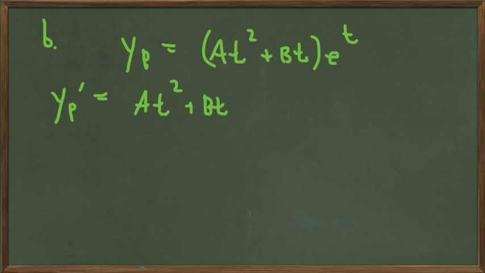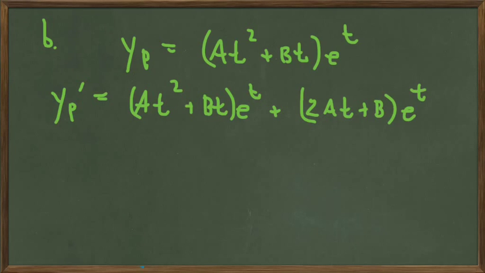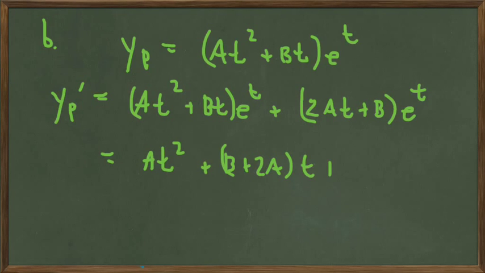We need yp prime. At least when we differentiate the e to the t part, it doesn't have a constant. So first times derivative of the second is just the function itself. And then the derivative of the first is going to be what? 2at plus b, e to the t. And if we combine all that together, we get what? at squared plus bt plus 2at plus b, all multiplied by e to the t.